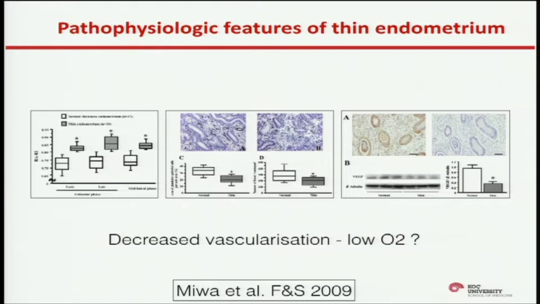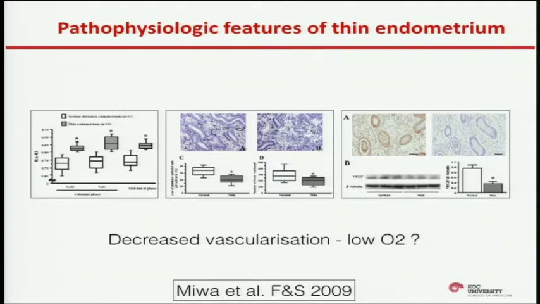Okay, so this is a nice Japanese study. They observed women on their natural cycles, not stimulated cycles, and categorized them as women having thin endometrium less than 8 millimeters or a normal endometrium thicker than 8 millimeters. They took histological samples and did some analysis, okay? And they also did Doppler measurements.